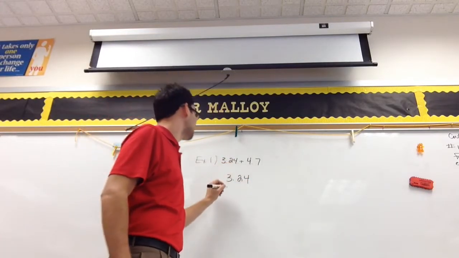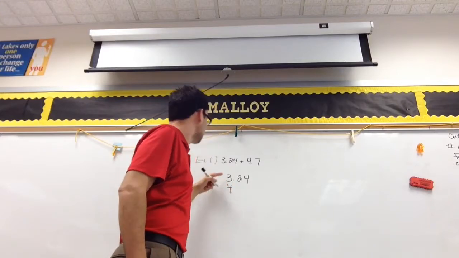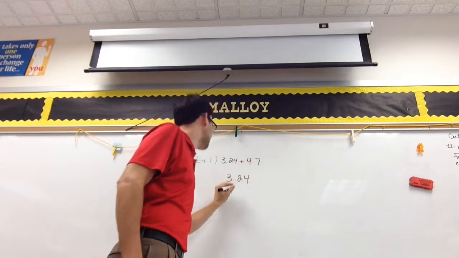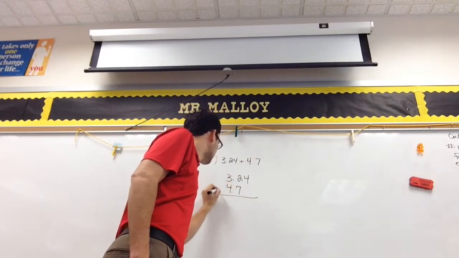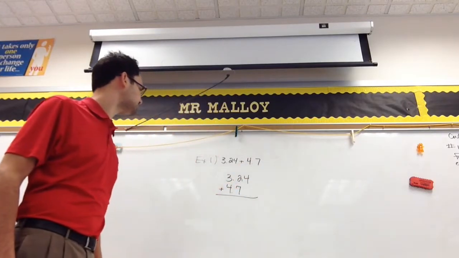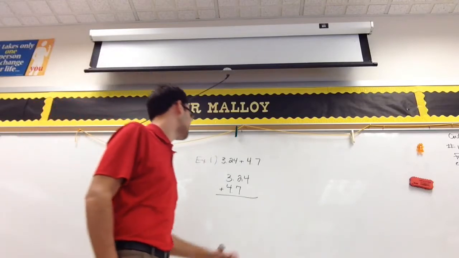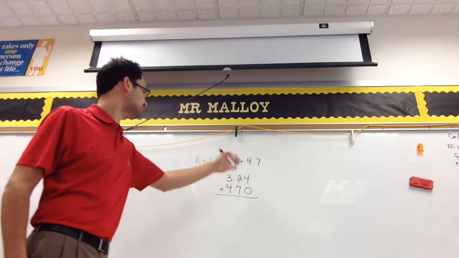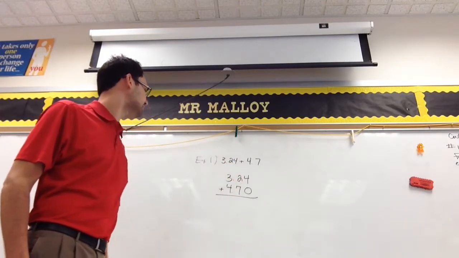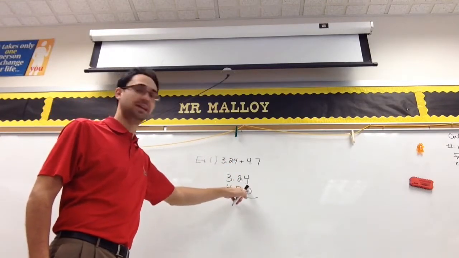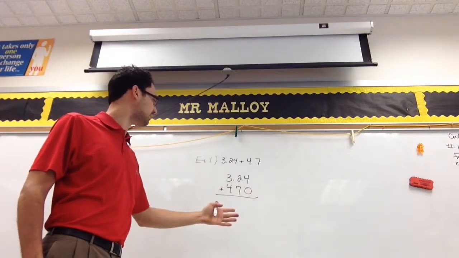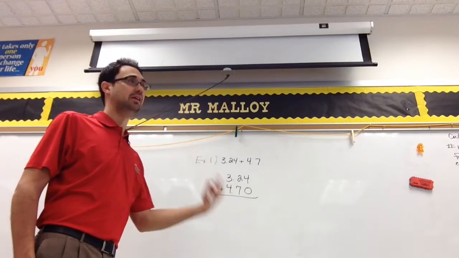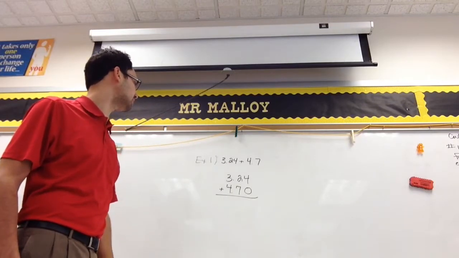So this 4 is in the ones place, so it should be lined up with the ones. The decimal point should be lined up. That 7's in the tenths place. Okay? Now I can add it. I can put a 0 here if I would like to give everything balance. Notice that putting in a 0 didn't change the value of anything. Did anything shift place values? No. So the values of those place values did not change.